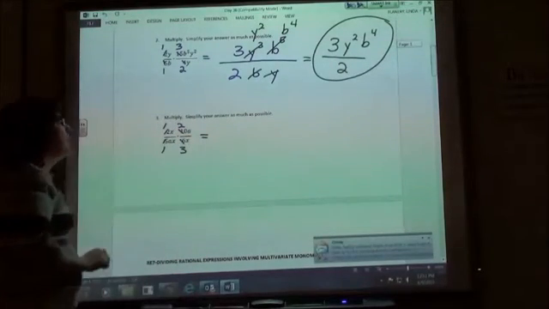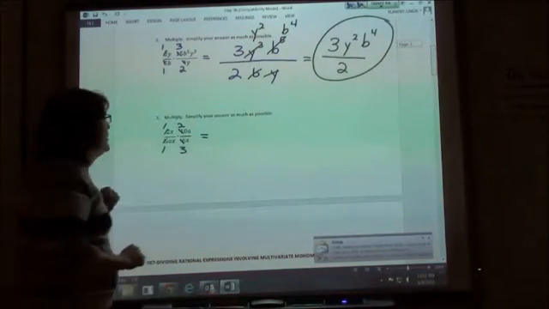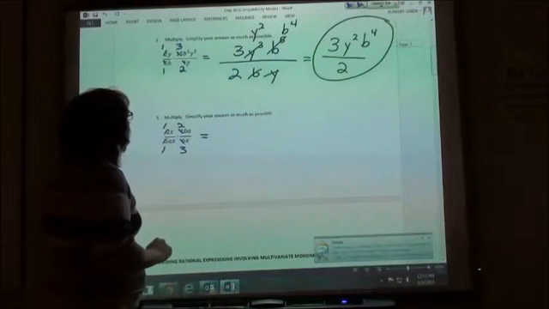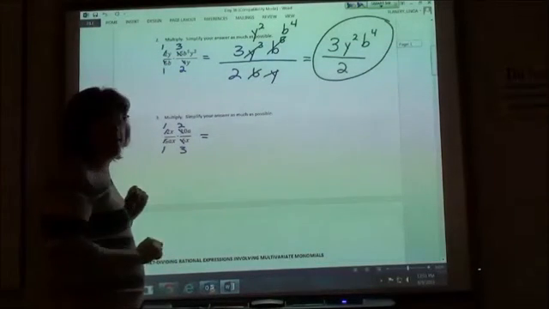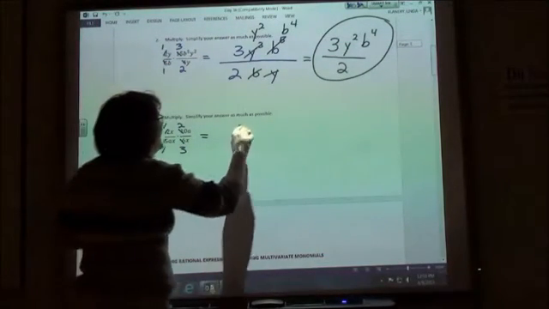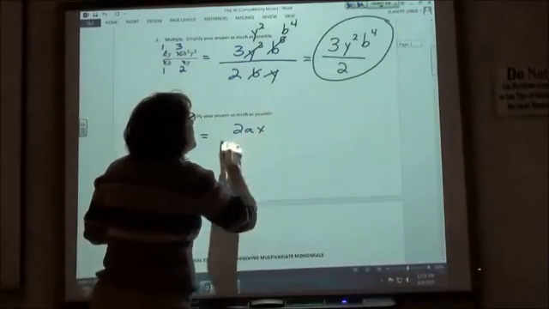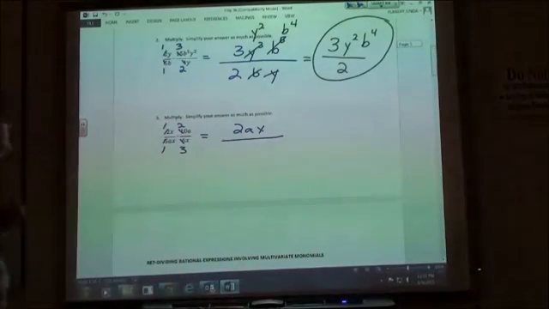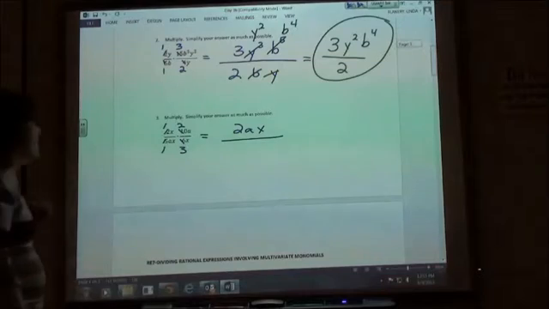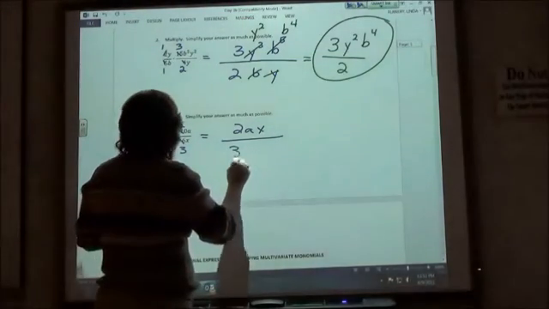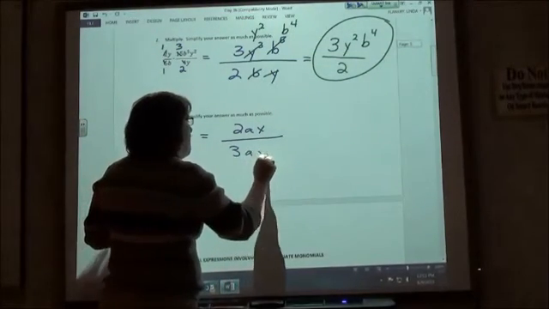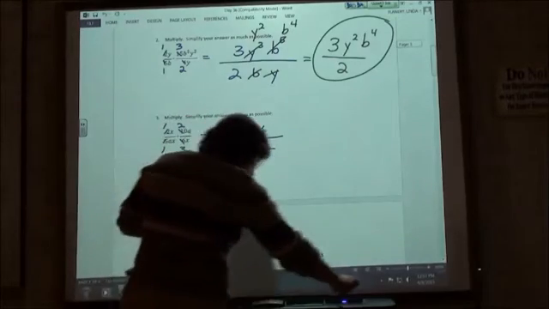Okay, then we're going to have 3ax. What are we going to have? No, we're going to have 2ax. 2ax, because we're multiplying. Yes. Over 3ax squared. Okay, so what can I do with that?